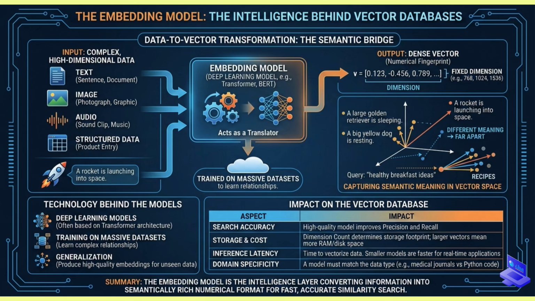And lastly, we have domain specificity. Models are not one-size-fits-all. A model trained on medical journals will fail at searching Python code because the underlying semantic relationships are different. So in summary, the embedding model is the intelligence layer that converts human understandable information into a machine-readable, semantically rich numerical format. The vector database then leverages this format to enable fast and accurate similarity search.